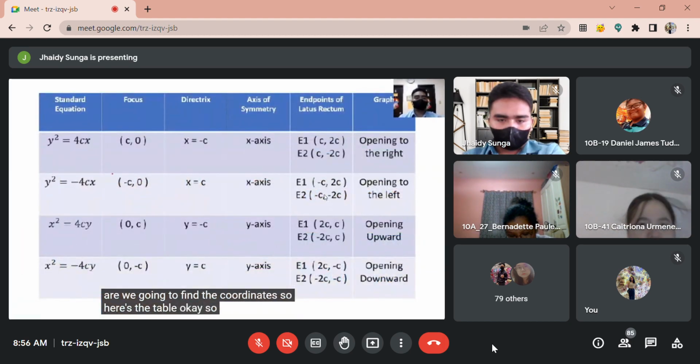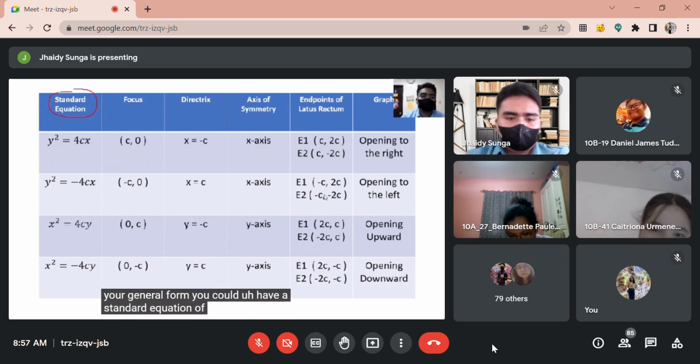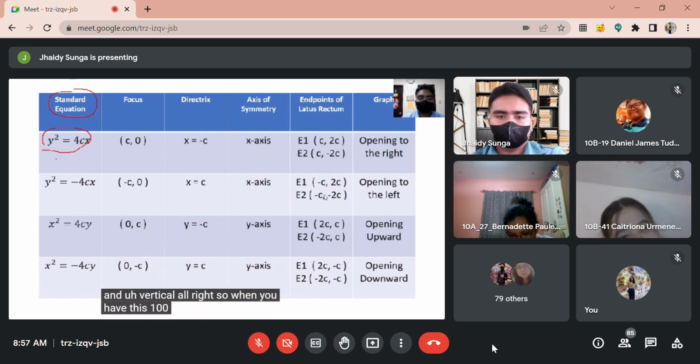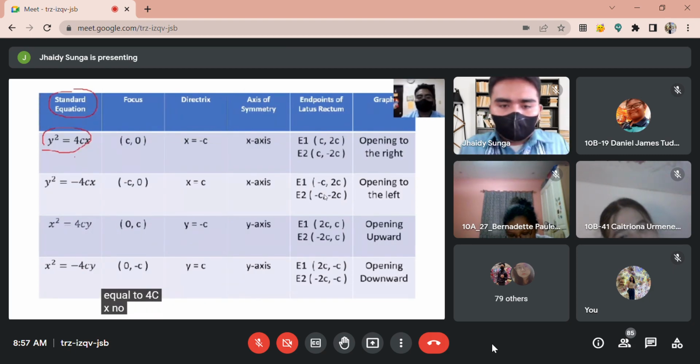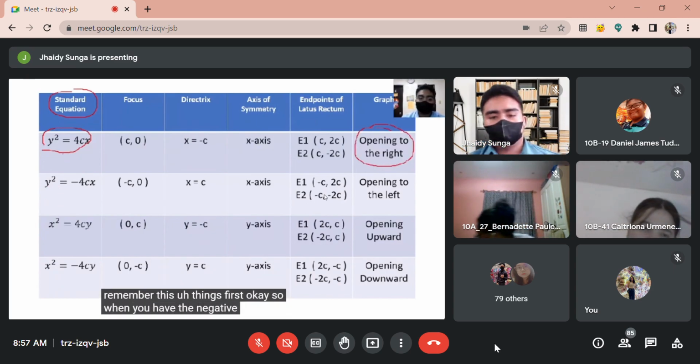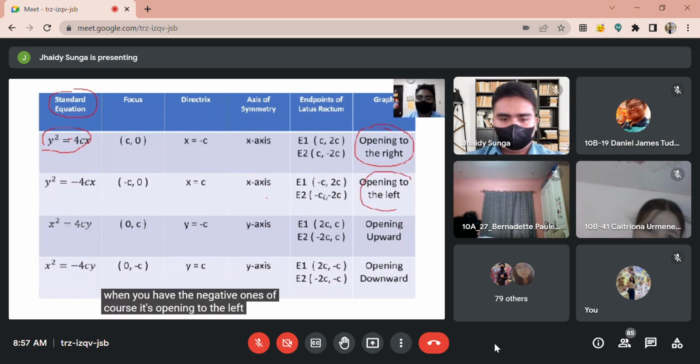Okay? So we also have this standard equation. So coming from your general form, you could have a standard equation of each figure po. So there are two, isn't it? Horizontal and vertical po. Okay, so when you have the standard equation of y squared is equal to 4cx, your graph is opening to the right. So I want you to remember these things first. Okay, so when you have the negative one, of course, it's opening to the left.